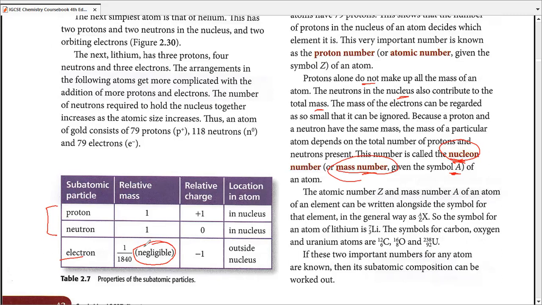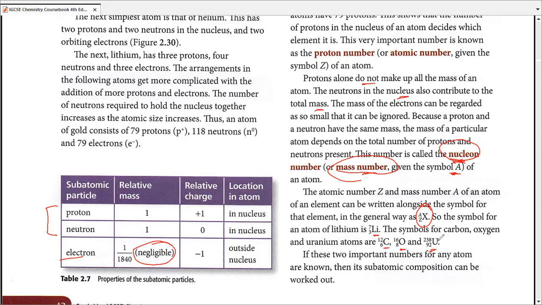Make sense? Yes, sir. So whenever we have an element to write, we write it like this. The symbol of the element, and on its left bottom, it's Z, which means the atomic number or the proton number. On its left top, it's A, which is the mass number or the nucleon number. You can see the examples: for lithium 3 and 7, for carbon 6 and 12, for oxygen 8 and 16, for uranium 92 and 238.